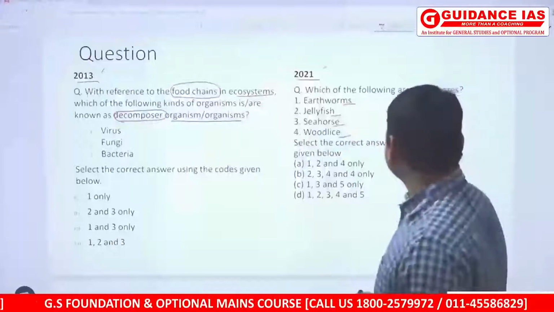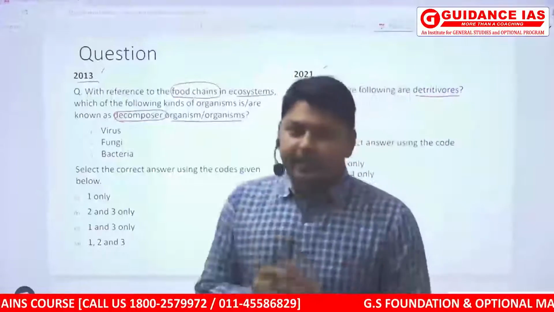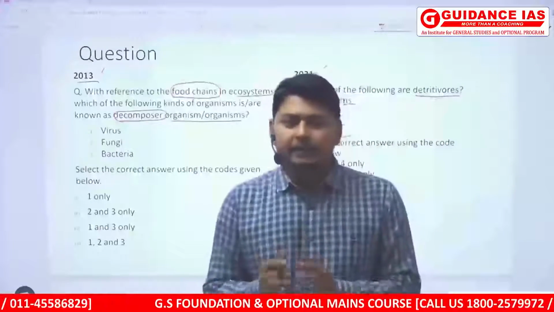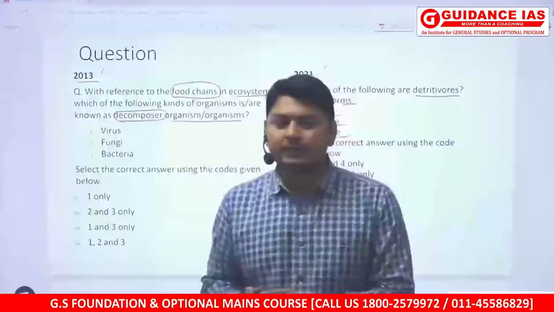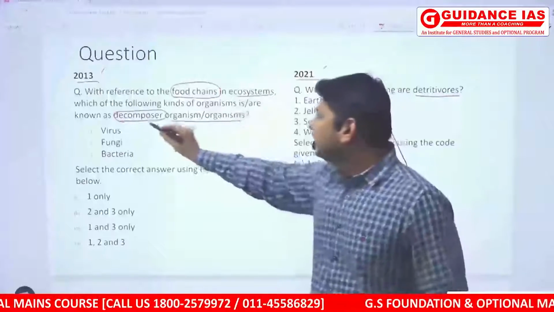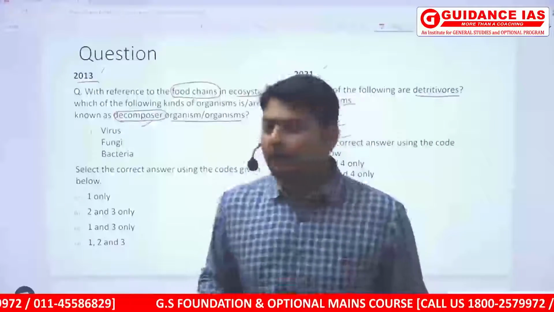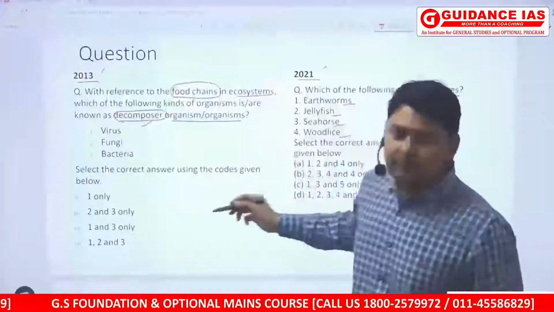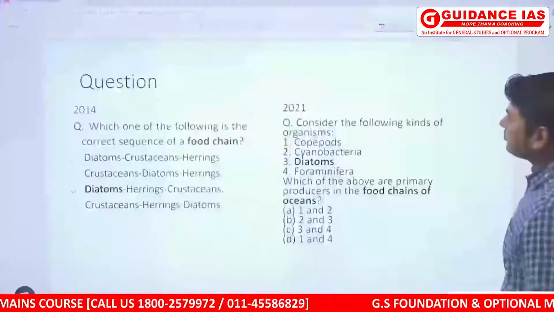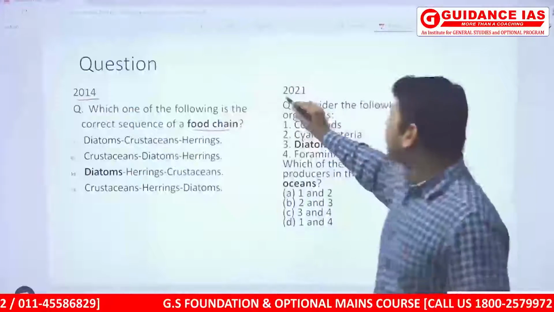So basically, detritivorous are the organisms that break down the complex. They feed on basically dead matter, and they turn the dead matter into simple matter, like complex matter into simple matter. Now this simple matter is being decomposed again by the decomposers. So basically this is the idea of decomposer and detritivorous. So we will be saying that there are questions like on food chain in 2014 and 2021.